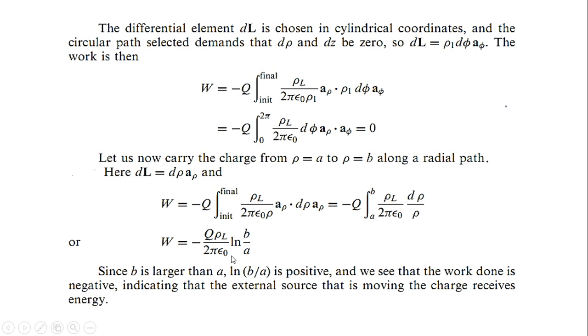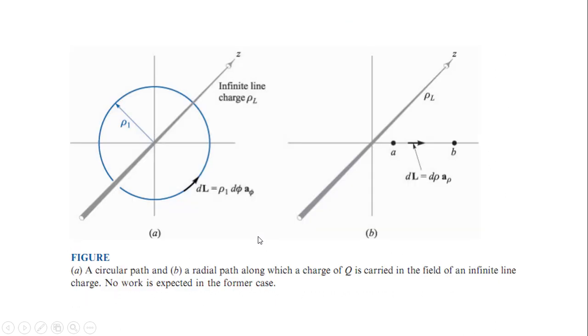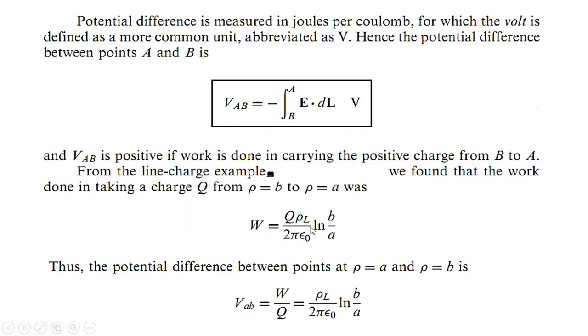But when we bring the charge from the initial position B to the final position A, meaning when we bring the charge from point B to point A against the electric field, this work done will be positive and it will be equal to W is equal to Q rho L divided by 2 pi epsilon naught ln B by A. So when we bring the charge from B to A, W will be equal to Q rho L divided by 2 pi epsilon naught ln B by A. So now this is actually the work done.